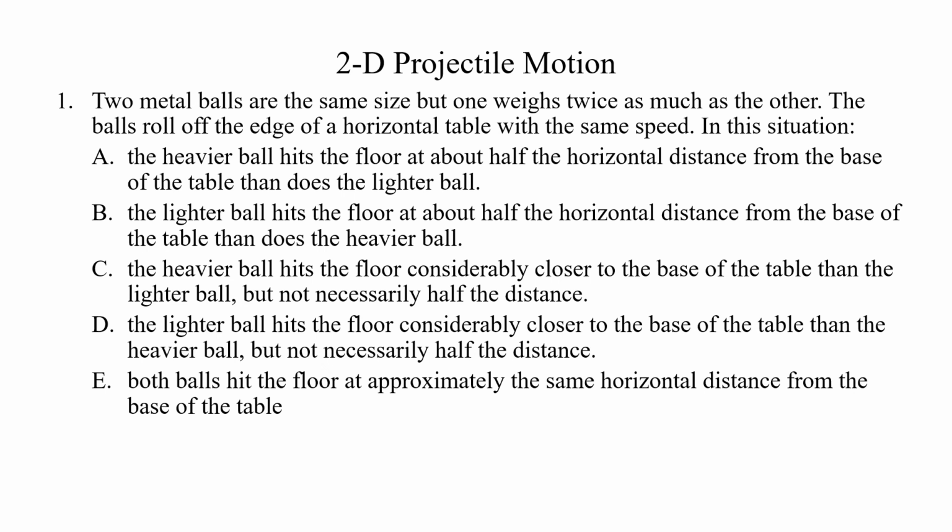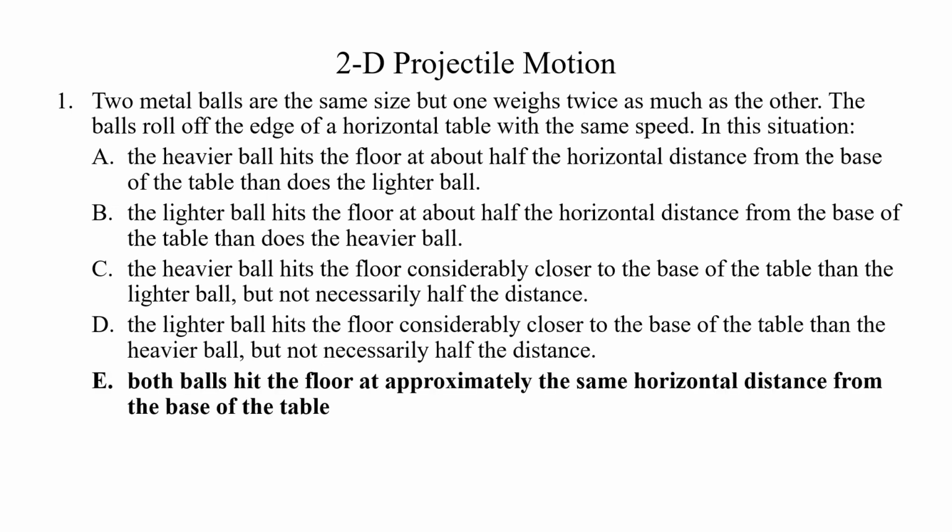So you should be able to answer this one. Think carefully. The answer, of course, is E. Both balls hit the floor at approximately the same horizontal distance from the base of the table. Well, why is that? Well, it's because they both roll off the table at the same speed. It doesn't matter that one is heavier than the other.